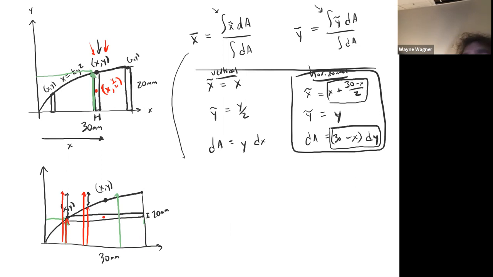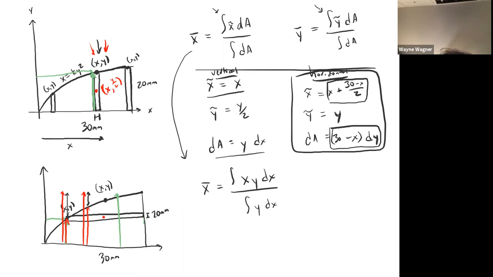So I'm going to use this formula down here. I'm going to say x bar equals the integral of x, so we're going to take this bit, x, multiply times a dA, y dx, like that. And then in the bottom, we're going to have the integral of y dx, like that.